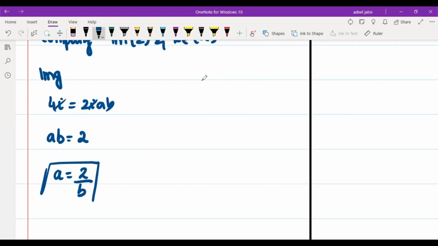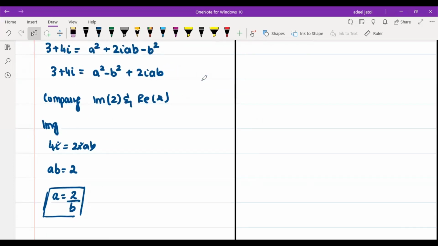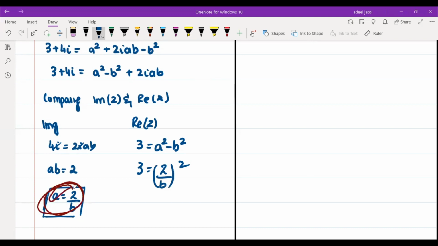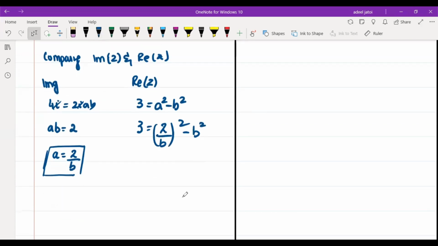Now when we have this 2 upon b as the subject of the equation, we also know that the real value of z, which is 3, is equal to a square minus b square. And we already made a the subject, so this is 2 upon b whole square. When this is substituted in this a, this becomes 2 upon b whole square, minus b square. So this becomes 3 is equal to 4 upon b square minus b square.